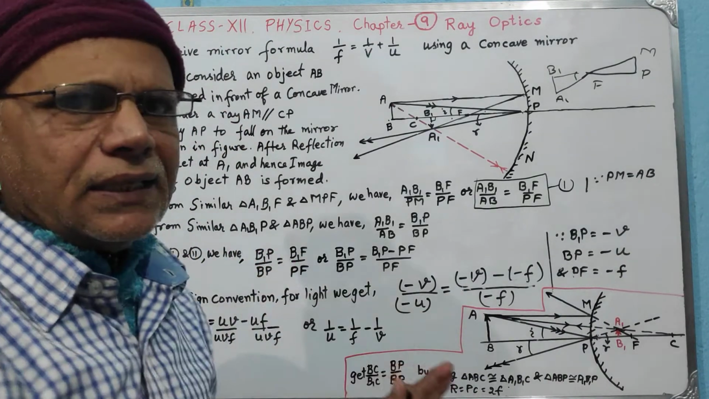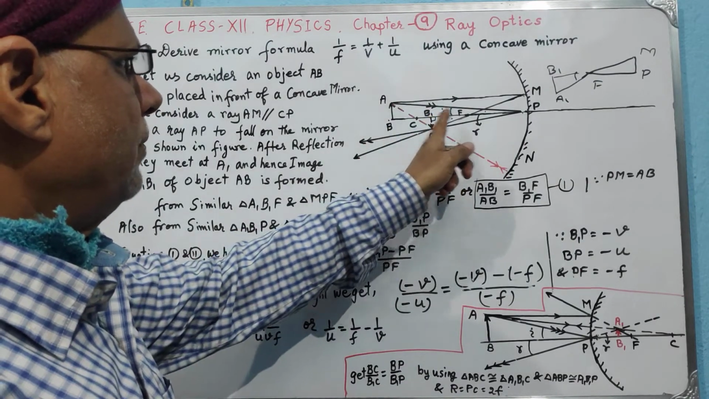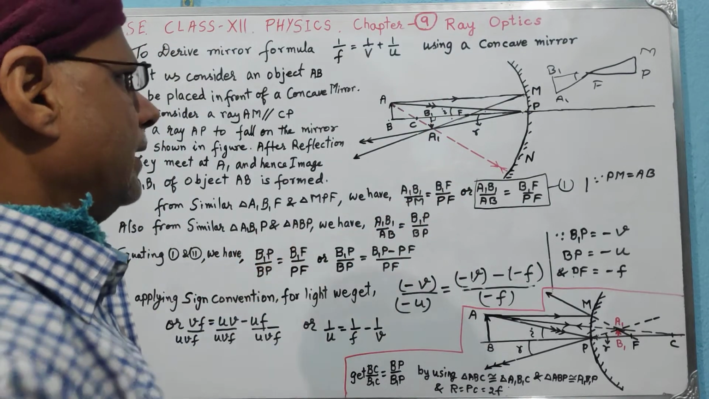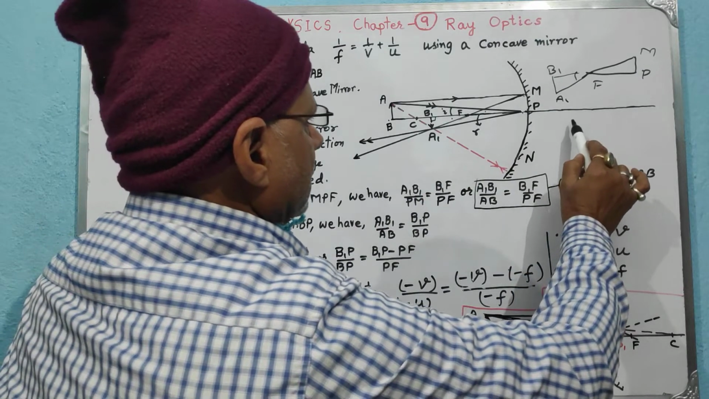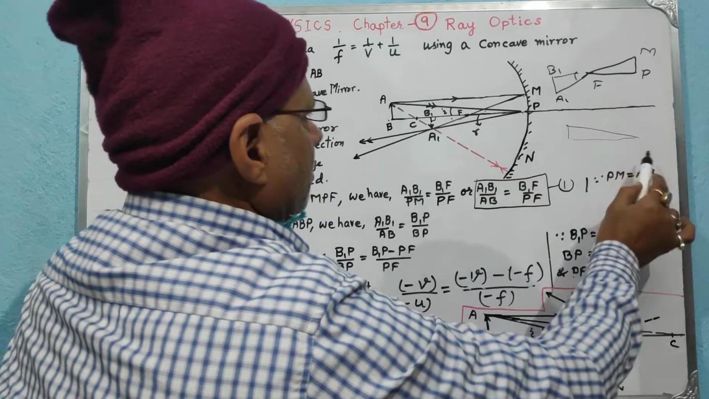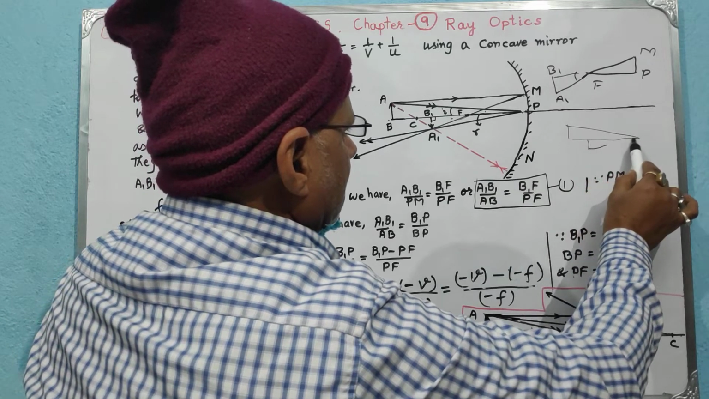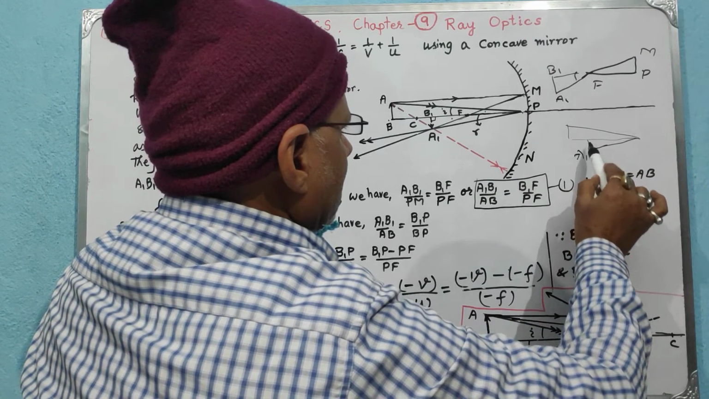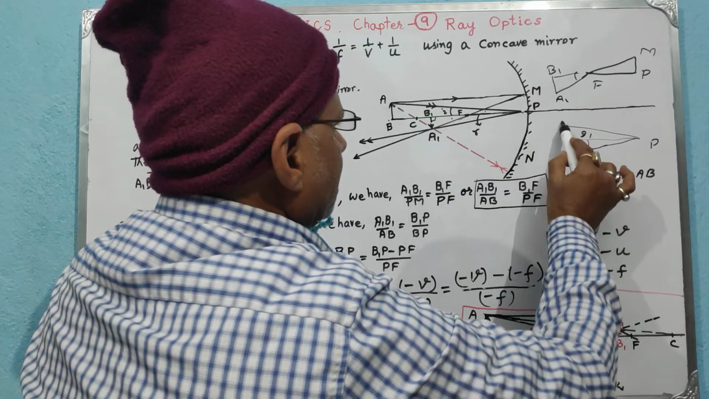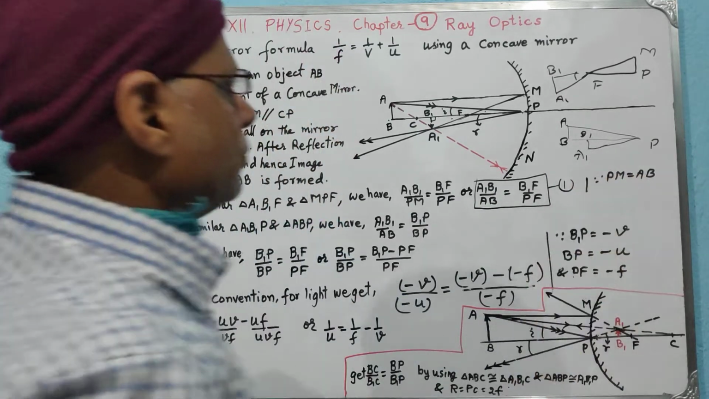Now we again use another similar triangle A1B1P, and similar triangle ABP. Here you see we have, this is our principal axis, A1B1P, and the bottom one is ABP. So you see these two triangles are similar.